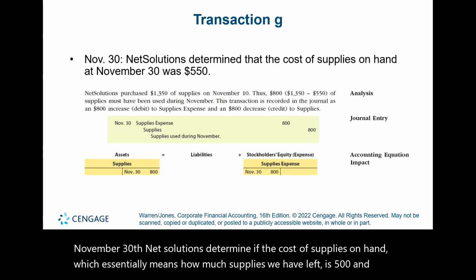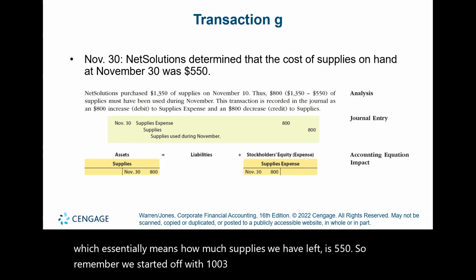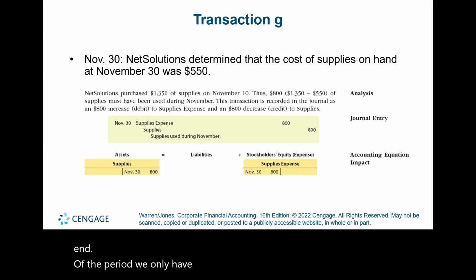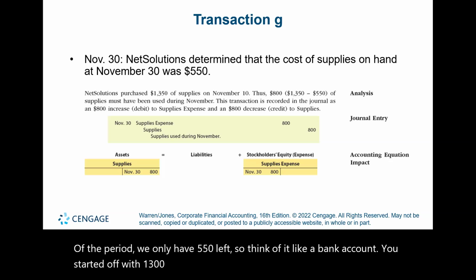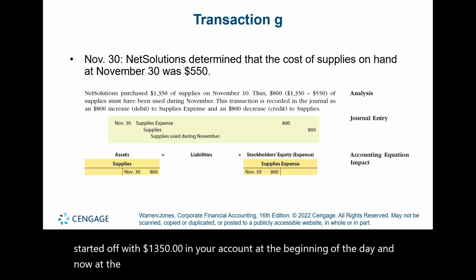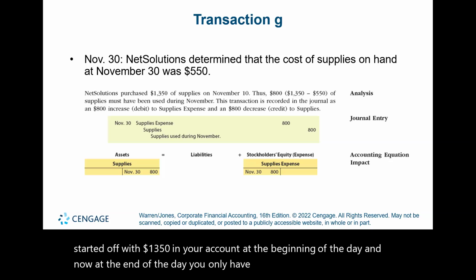So remember, we started off with $1,350 that we paid for in advance. And at the end of the period, we only have $550 left. So think of it like a bank account. You started off with $1,350 in your account at the beginning of the day, and now at the end of the day, you only have $550 left. And that means that you spent, or you've used up, $800.